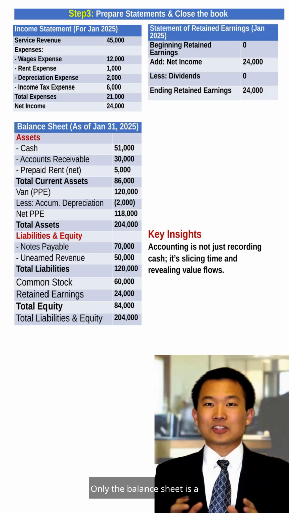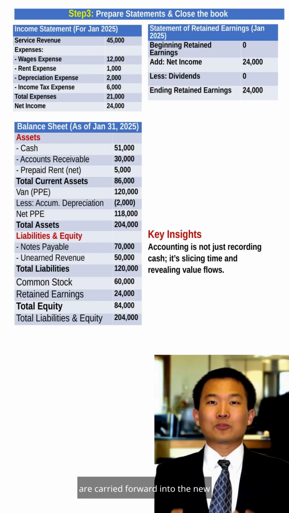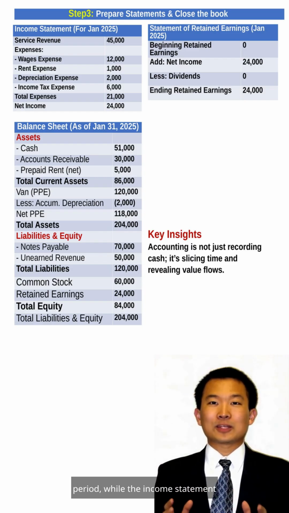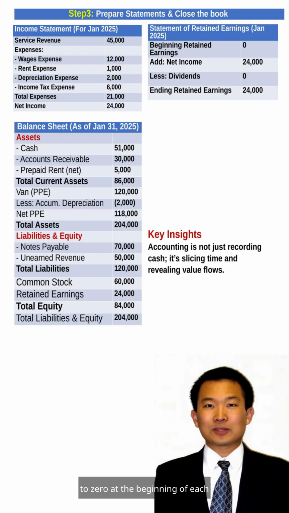Only the balance sheet is a permanent account, so its balances are carried forward into the new period, while the income statement is a temporary account and resets to zero at the beginning of each new month.